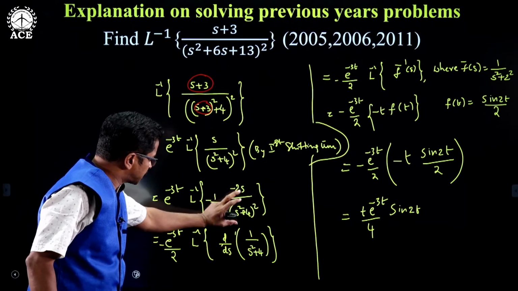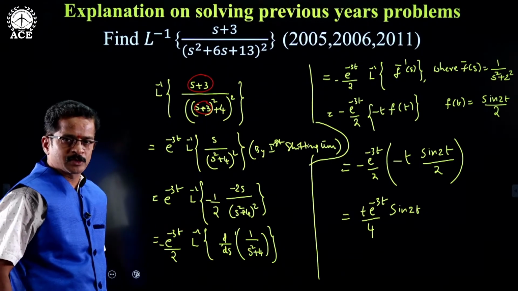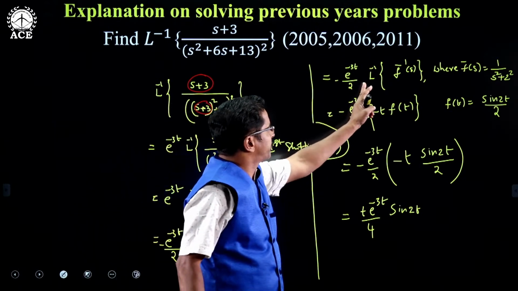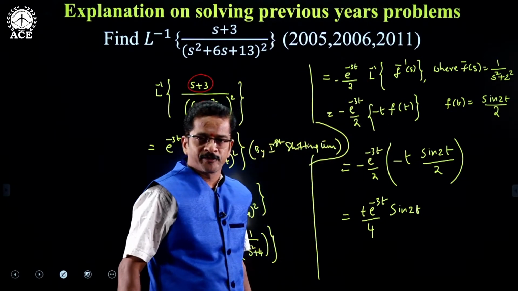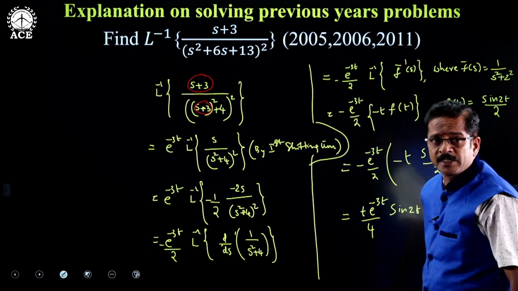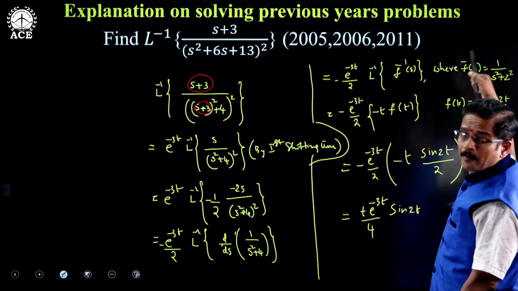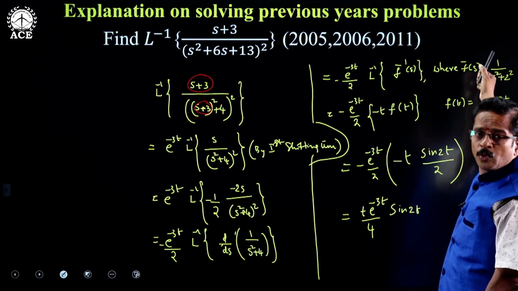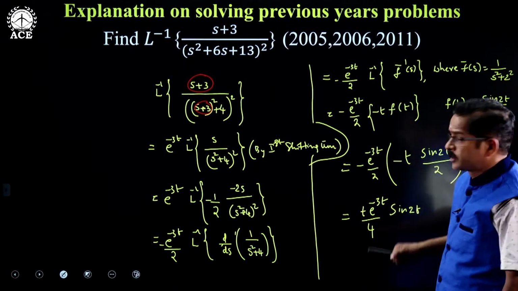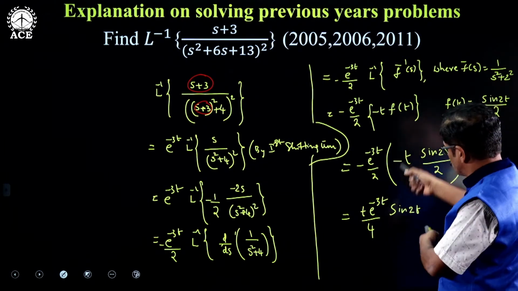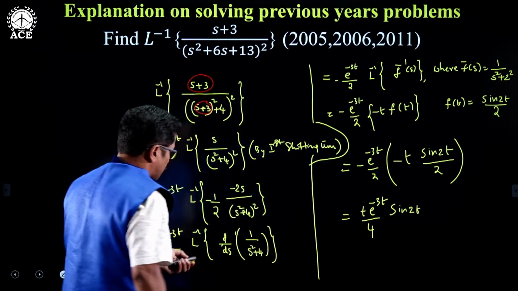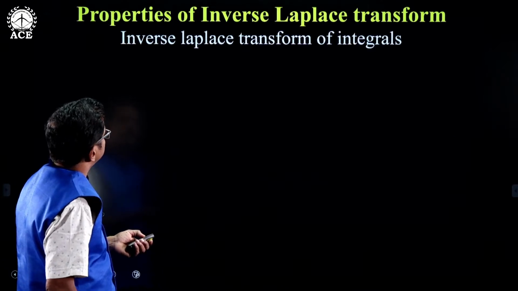That is, this is converted into the differentiation of 1 by s square plus 4, which looks like f bar dash of s, and the inverse Laplace transform of f bar dash of s is minus t into f of t, where f of t is the inverse Laplace transform of f bar of s, where f bar of s is 1 by s square plus 2 square, whose inverse Laplace transform f of t is sine 2t by 2. That I substituted. Right? So this is the approach you have to see.